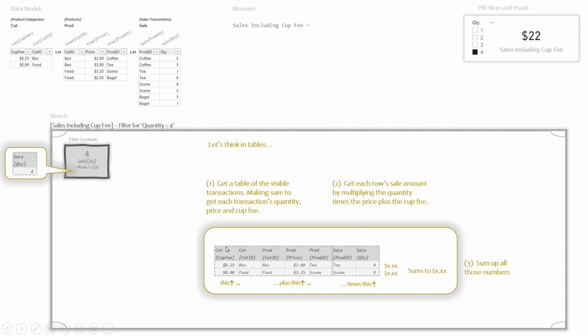The hardest part is getting this big, wide table that has the information from not 1, but 1, 2, 3 model tables. Once we have a temp table that looks like this, it's a simple process of iterating over each row, getting each row's sales, and summing things up. That's what we're going to do. So let's go see how we actually do that.